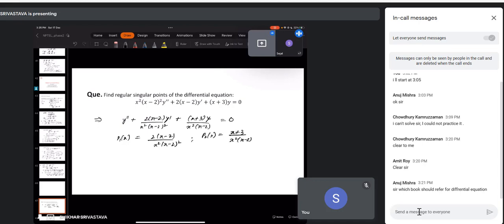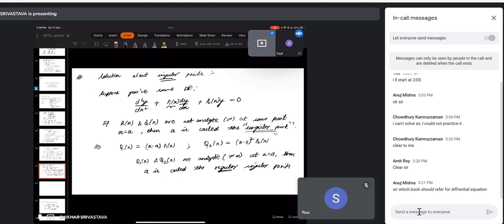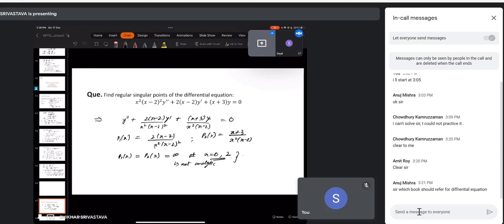Now you can see from this equation that P1x is equal to P2x is equal to infinity at x equal to 0 and x equal to 2. If you just put x equal to 0 and x equal to 2, you get infinity. So they are not analytic. And since they are not analytic at x equal to 0 and 2, they are called the singular points. So these two, x equal to 0 and 2, are the singular points of this equation. Now you have to find whether they are regular singular points or not.